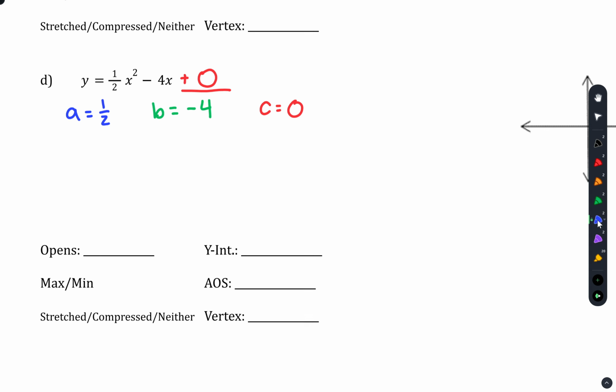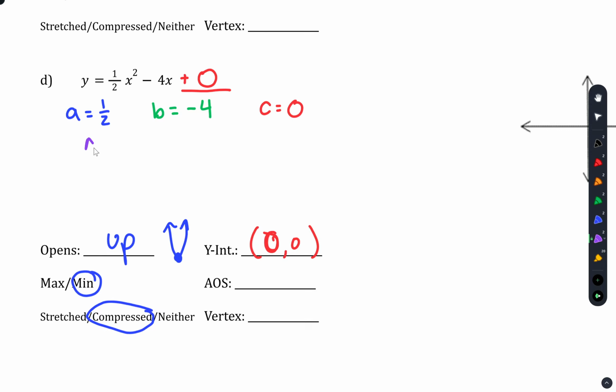Almost done. Opens up or down? Max or min? If it's opening up, then that's a minimum. Stretched or compressed? Compressed because that number is 1/2. It's between 0 and 1. Y-intercept? 0, 0.